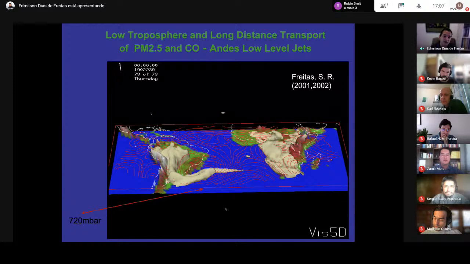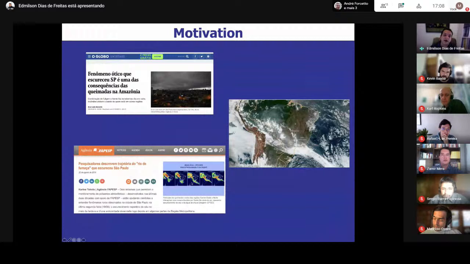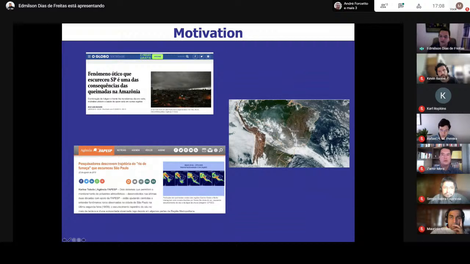This is an example from 2019 when, during the afternoon, the sky was dark, full of particles coming from the biomass burning in central Brazil, as you can see here over the Amazon region in this satellite picture. The Amazon and central Brazil, over the Cerrado, the Brazilian savanna, had lots of fires, and all this pollution was brought to the southeast of Brazil during the afternoon.